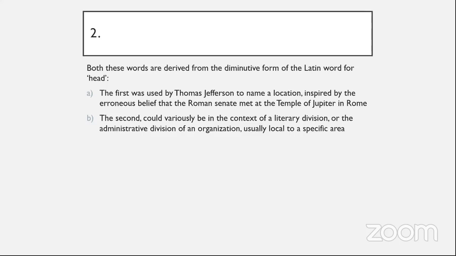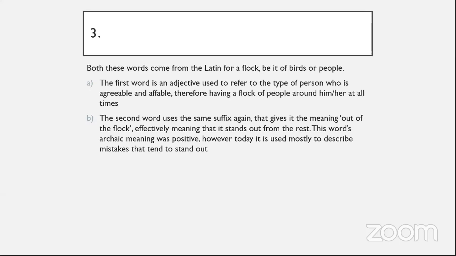I'll go to the third one. So both these words again come from the Latin for a flock, be it of birds or of people. The first word is an adjective used to refer to the type of person who is agreeable and affable, therefore supposedly having a flock of people around him at all times. The second word uses the same suffix which was there in the first question as well, which gives it the meaning out of the flock, effectively meaning that it stands out from the rest. This word's archaic meaning could also be positive or negative, but today it is mostly used to describe mistakes that tend to stand out.